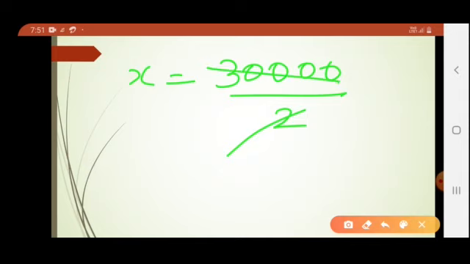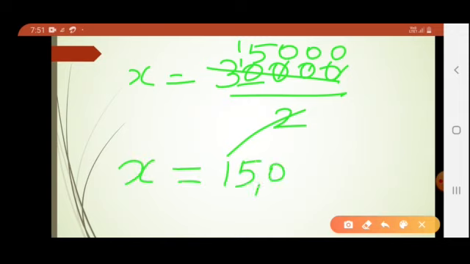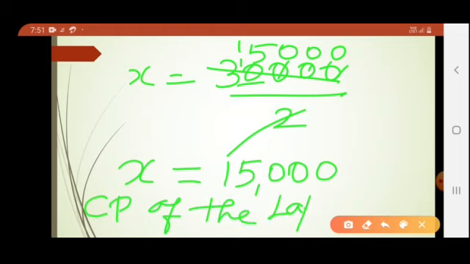Now we will cancel by 2. 1 2s are 2, remaining 1. It will be 10. So 5 2s are 10. Remaining 3 zeros we have. So finally what will be our answer? X equals 15,000. That is, what is that X? Actually it is the CP of the laptop. So the CP of the laptop is rupees 15,000. Clear?